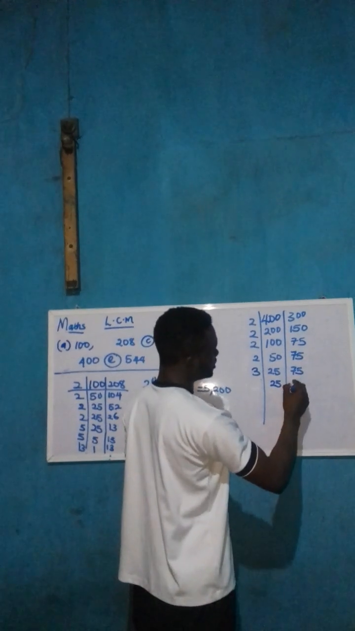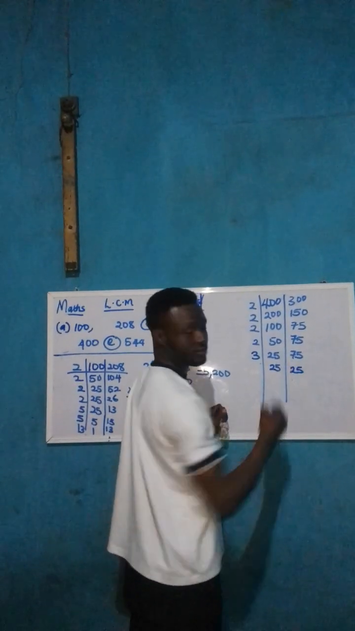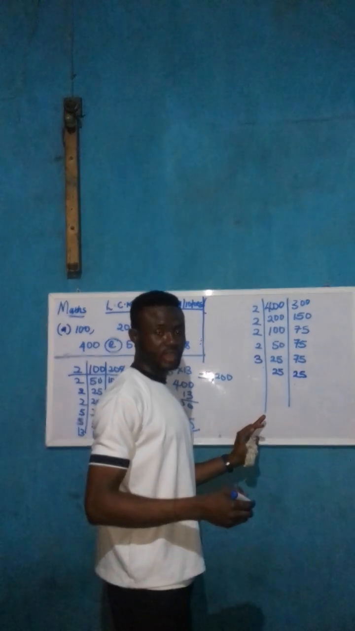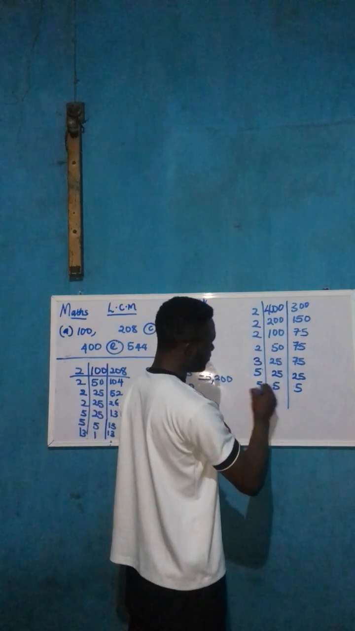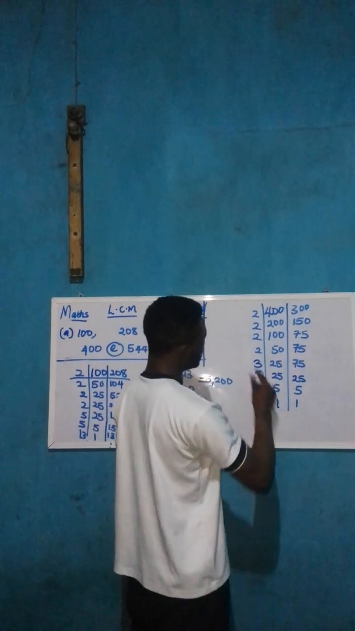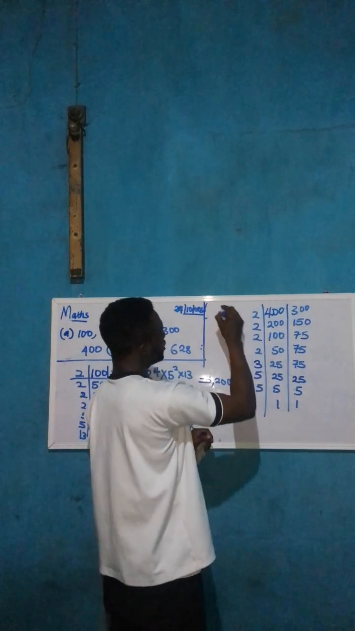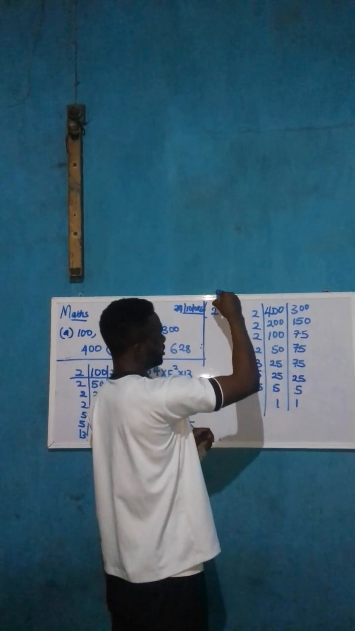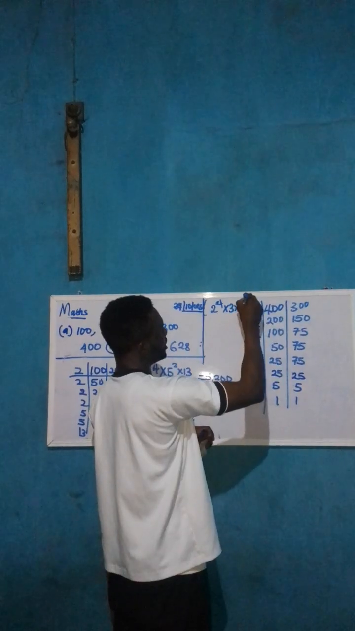Now 3 in 7 will give us 2. 3 in 15 will give us 5. So you see, at this point we have 25, 25. At this point now we can use 5. 5 into 5, 5. 5 into 25, 5. We now use 5. 5 into 5, 1, 1. So this is supposed to be set in index format: 2 raised to power 4 times 3 times 5 raised to power 2.